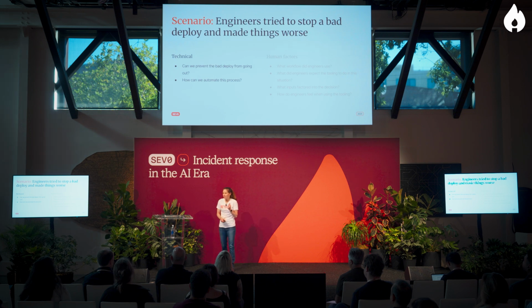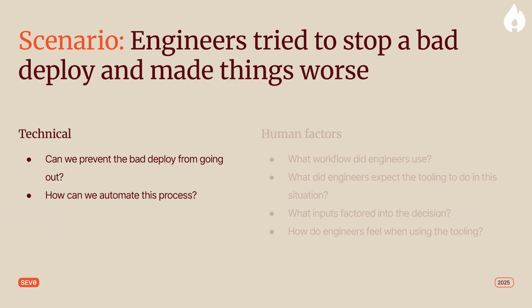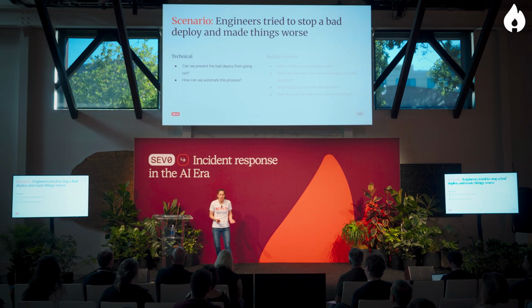Okay, second scenario. This is one of my favorite ones. Engineers tried to stop a bad deploy and made things worse. Anyone else been in this situation? For example, maybe you're rolling out a deploy regionally when the first region starts breaking. You immediately try to stop it. Except instead of stopping it, you accidentally delete all of the production instances. I mean, this is hypothetical, of course.